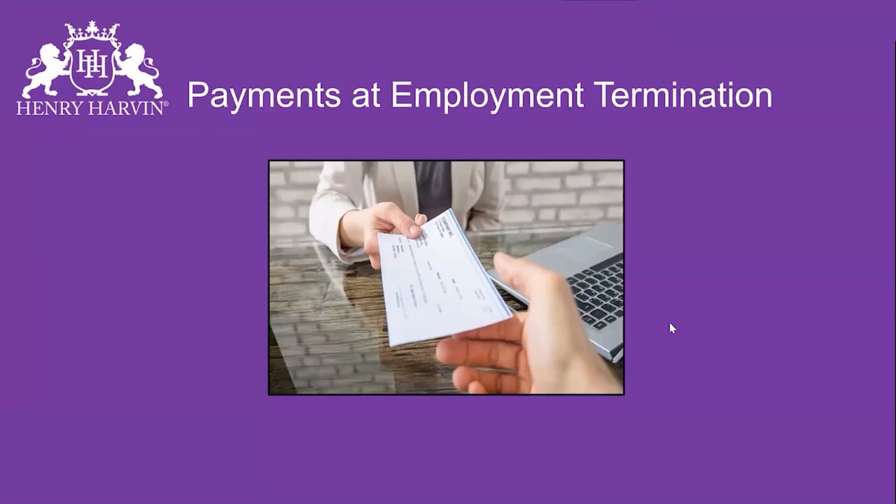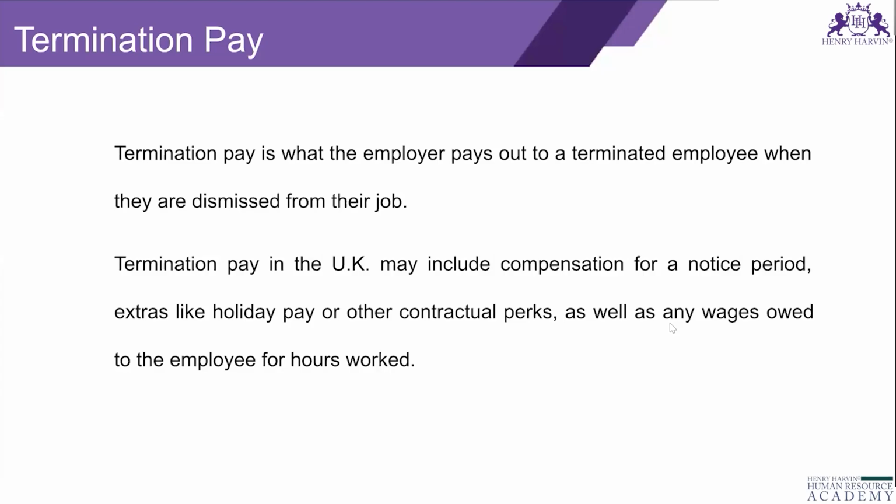Payments at employment termination. So what will be the termination compensation that a company does? There are two types of termination. One is normal resignation, where we receive it from the employee, and another is termination, which is called dismissal, which the employer will do. They will remove some employee due to any reason. So that could be the other termination.